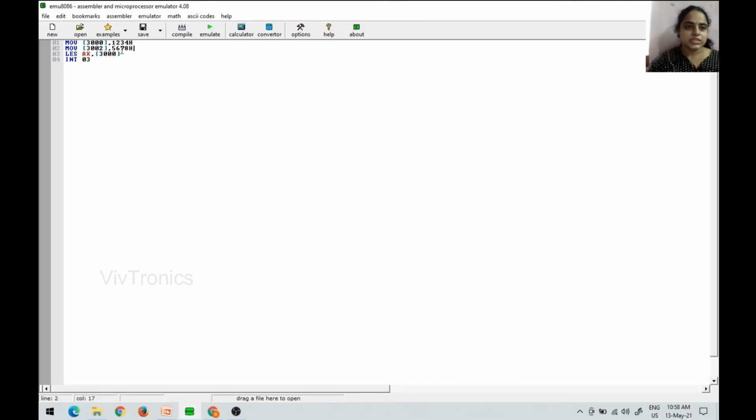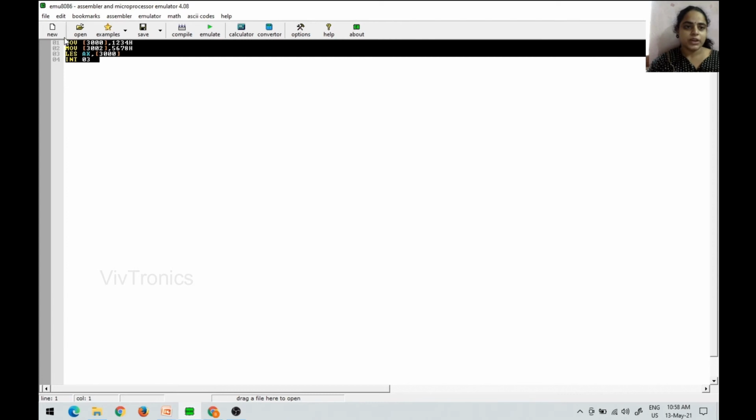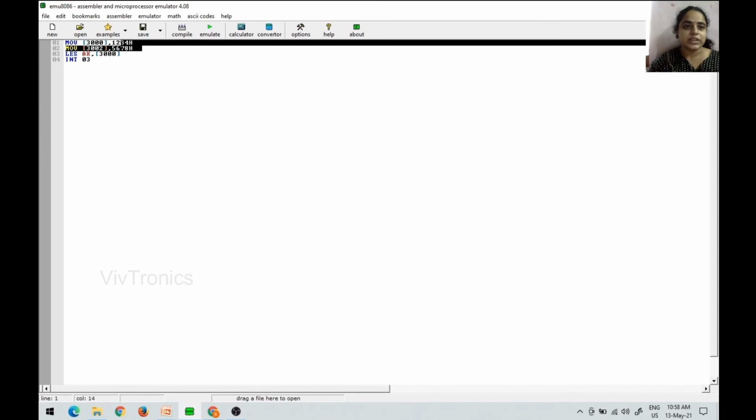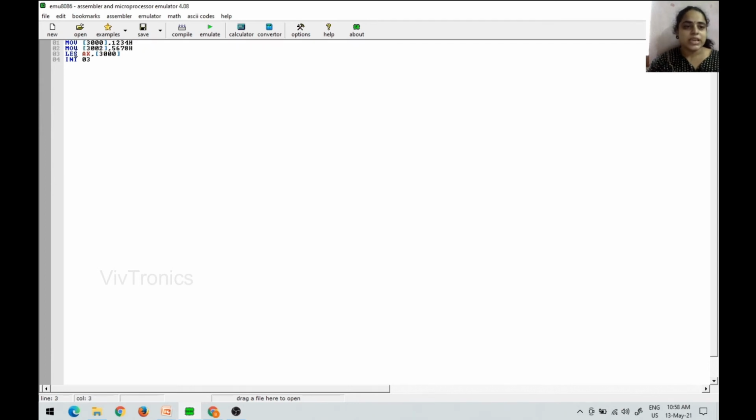So this is a very simple program for our LES, and the same logic applies for LDS also. You can see here I have copied data directly in the program itself by using immediate addressing mode. To memory location 3000, I am sending my number 1234H, and to memory location 3002, I am sending my 16-bit value 5678, and I am using LES here. So LES AX comma 3000. Now let us see what happens when you execute this program.